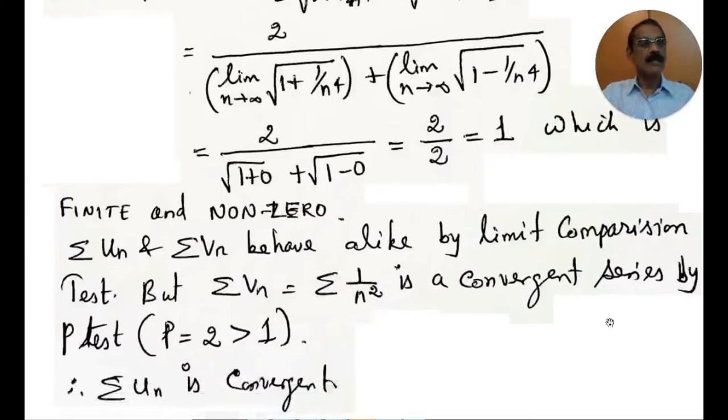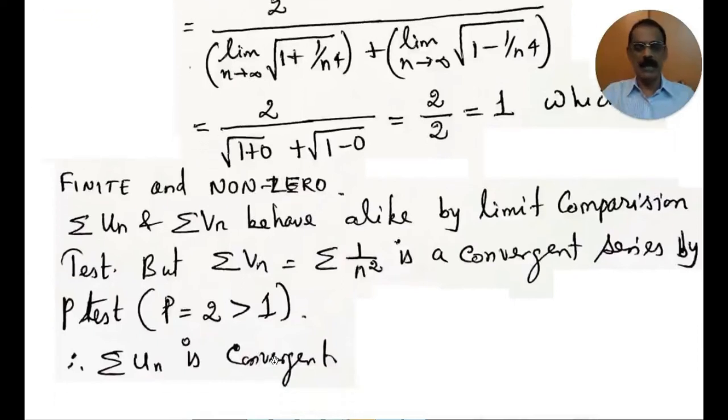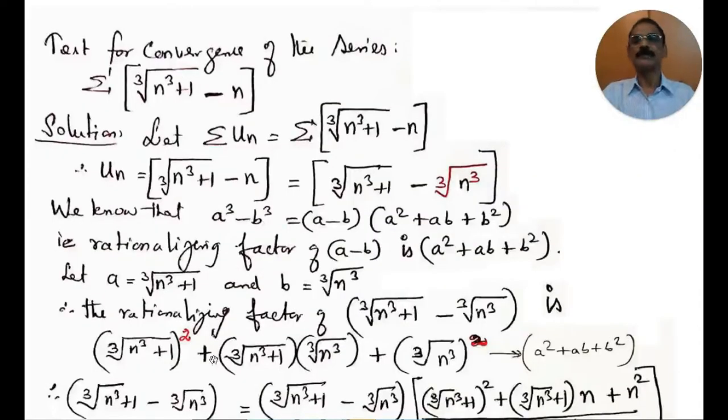The limit comparison test says that series vn and series un both behave alike, but series vn is convergent. Therefore, series un must be convergent, and hence series un is convergent. Therefore, the given problem is convergent.